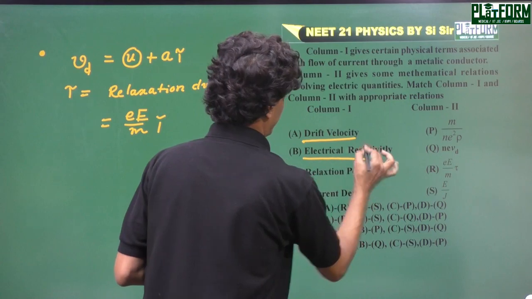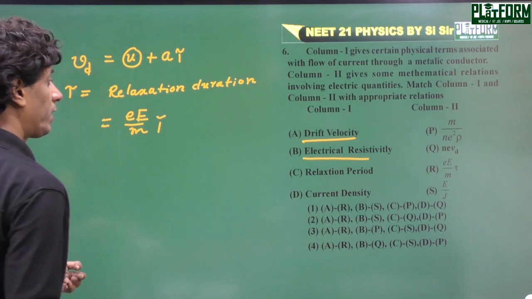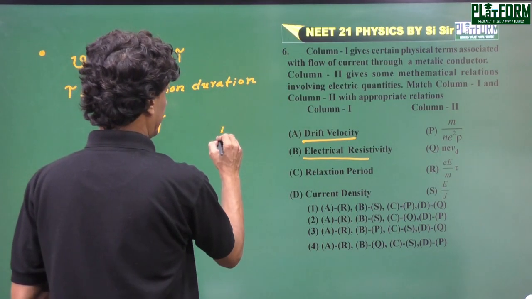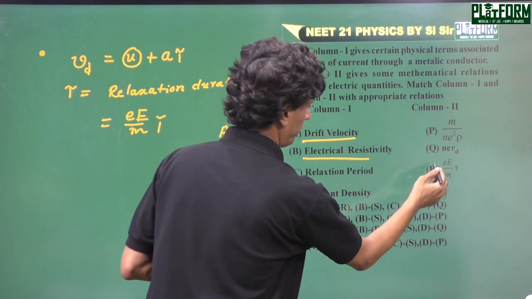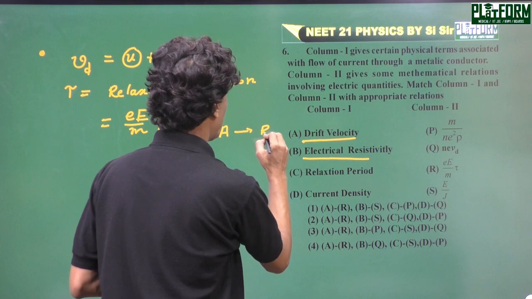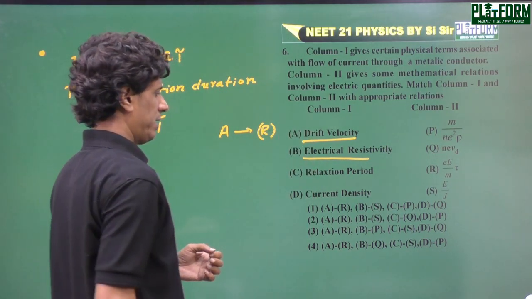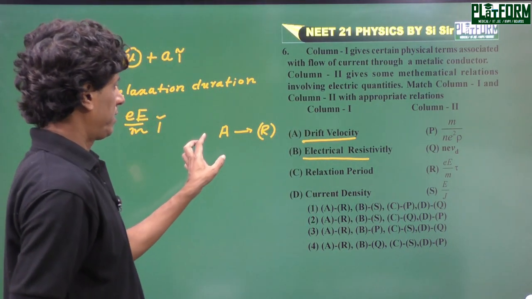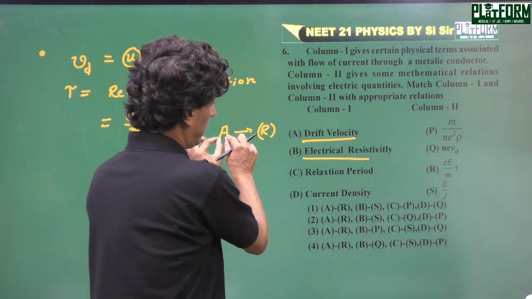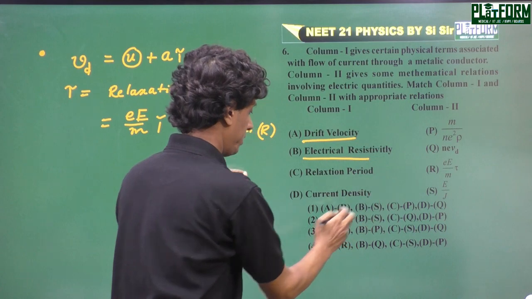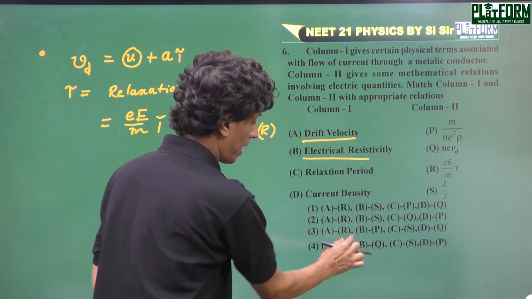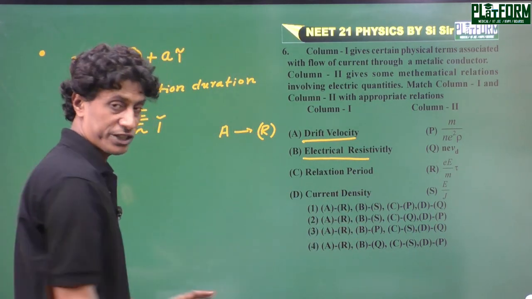Electric resistance. So here A matches with R. Just by A matching with R, since R is in all the options given, the options cannot be differentiated.